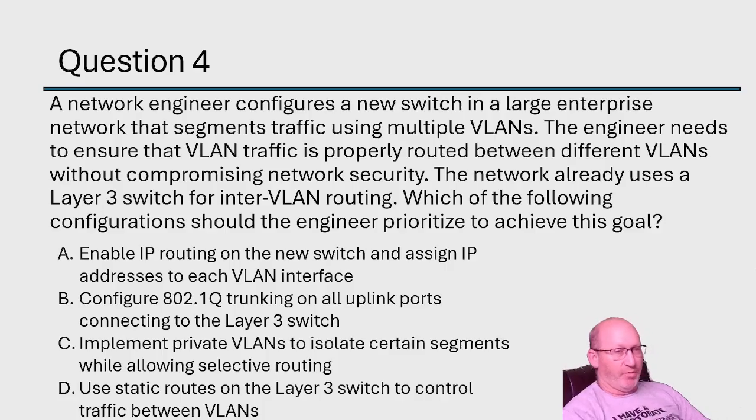All right, question number 4. A network engineer configures a new switch in a large enterprise network that segments traffic using multiple VLANs. The engineer needs to ensure that VLAN traffic is properly routed between different VLANs without compromising network security. The network already uses a layer 3 switch for inter-VLAN routing. Which of the following configurations should the engineer prioritize to achieve this goal?